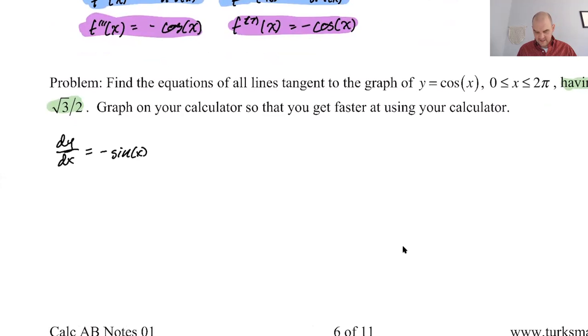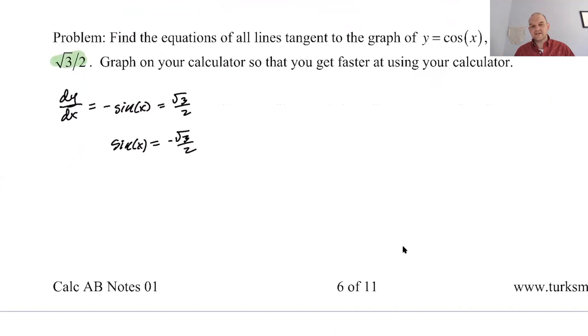I need that to equal radical 3 over 2, which means I need sine of x to be negative radical 3 over 2. This is as good a time as any to review your unit circle. So go back through your notes, find a unit circle, review it, see if you can still fill it out. Go for 90 seconds. That's kind of your goal. Get it done in 90 seconds.